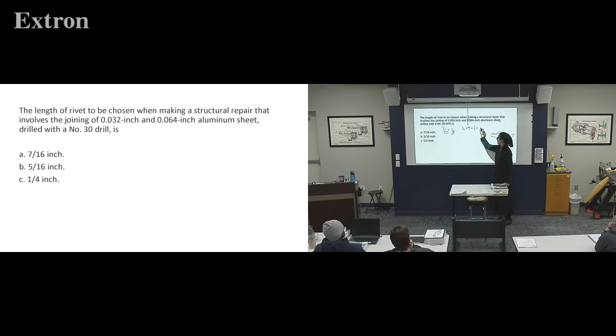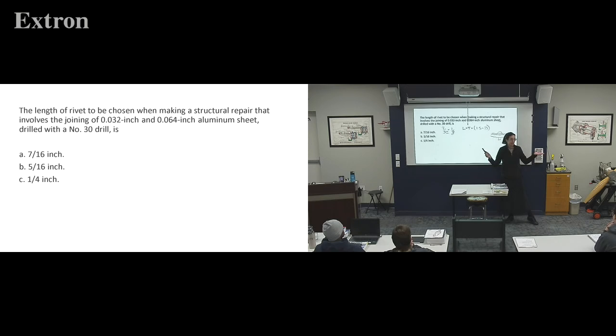1.5 times rivet diameter, which in this case is 1/8. So take 1/8 times 1.5 plus total thickness. So this is a formula.